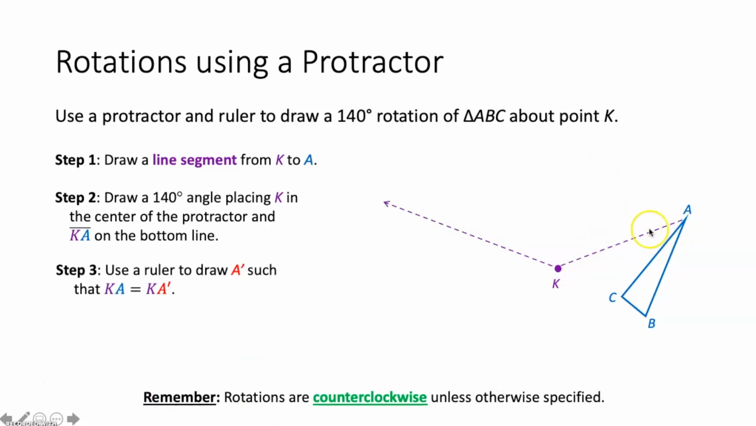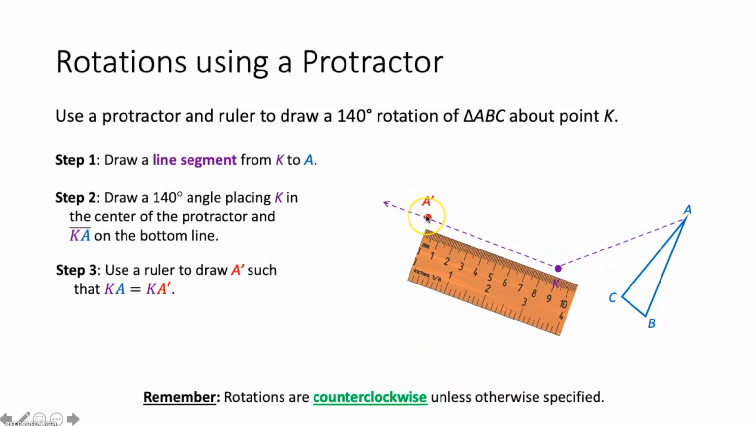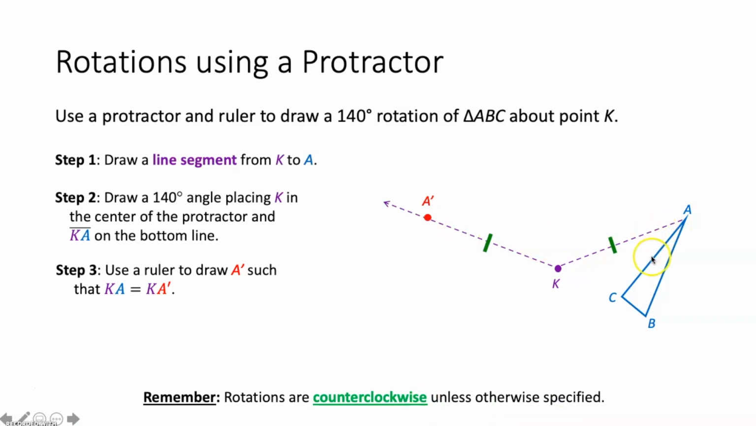Now that I've done that, I'm going to use a ruler to draw A prime, the image of point A rotated 140 degrees about point K. And how do I do that? I need the measure of KA to be the same as the measure of KA prime. So to do this, I measure the distance between point K and point A with a ruler. Now that I have that distance, I go over here and measure that same distance on the 140-degree angle that I drew. And I put point A prime at that exact same distance that A is from point K. So these two would be congruent because in rotations, the pre-image and the image points must be the same distance from the center of rotation. We talked about that earlier.